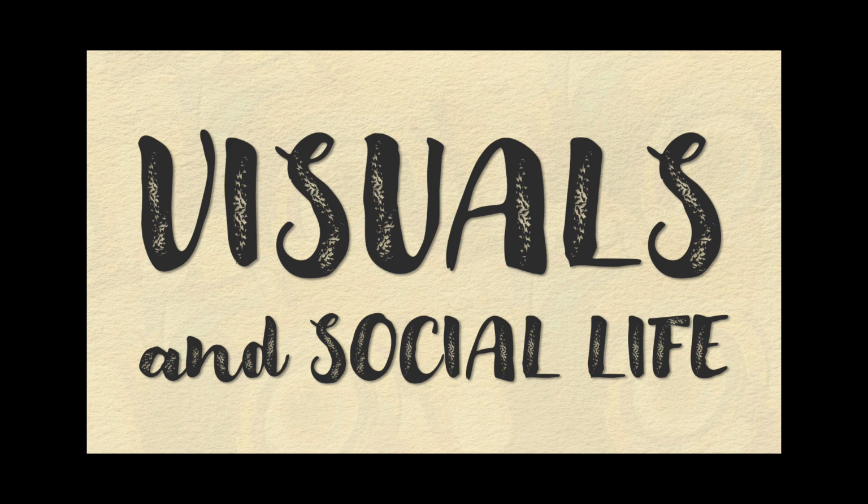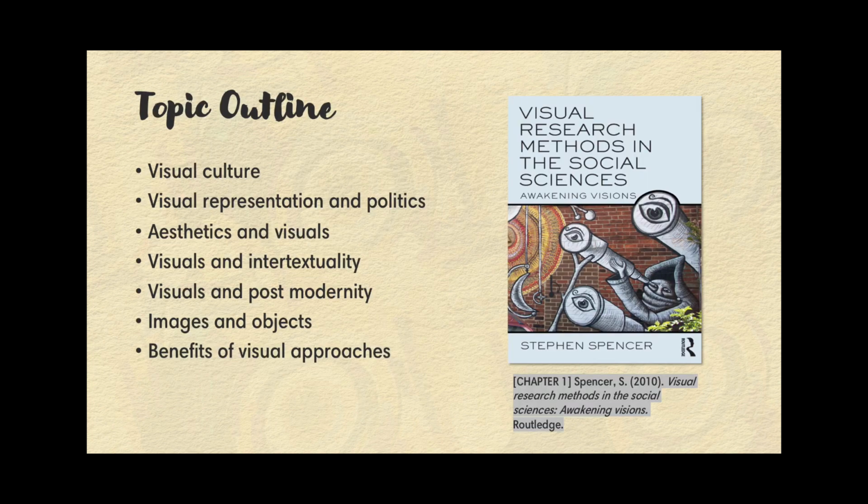And for the first lesson for this video series, we'll be talking about visuals and social life. The basis for this lesson is from the first chapter of Stephen Spencer's book, Visual Research Methods in the Social Sciences. There are subtopics under this particular lesson, and these are visual culture, representation and politics, aesthetics, intertextuality, post-modernity, images and objects, and we're also going to be talking about the benefits of doing visual approaches in social science research.